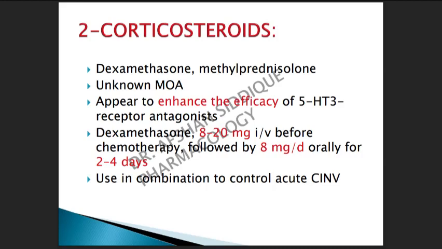It is also thought that it appeared to enhance the efficacy of 5-HT3 receptor antagonist. So that may be the mechanism for the purpose we are using it in combination with ondansetron. Usually the dose is 8 to 20 milligram IV before chemotherapy, and it is followed by 8 milligram per day orally for 2 to 4 days.